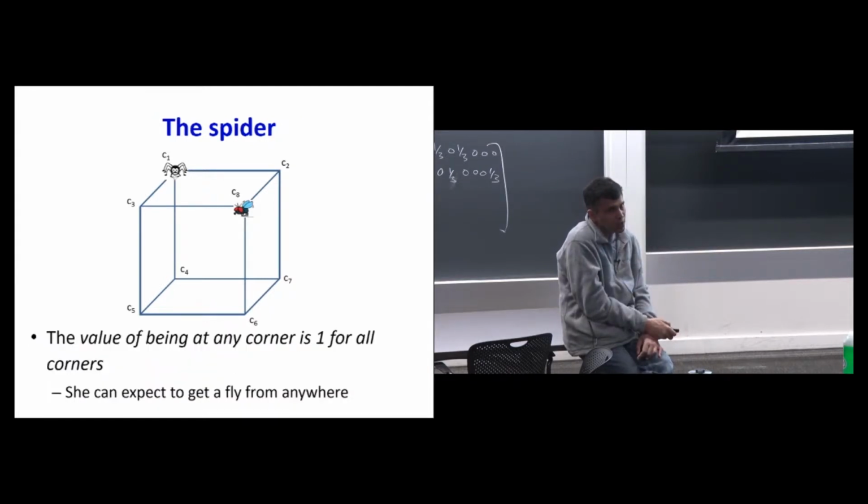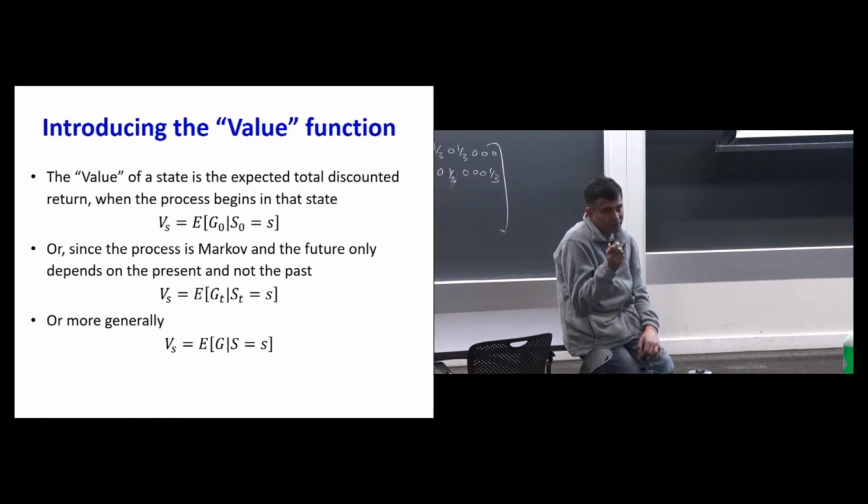Now that discount factor will actually begin to matter if I change things a little bit. The value of being at any corner is going to be 1 because eventually she's deterministically going to get the fly, right? But then let me do this other thing. The value of a state is the expected total discounted return when the process begins in that state. And because it's Markov, you don't really need a time indicator. It's the expected value of G given the state, right?